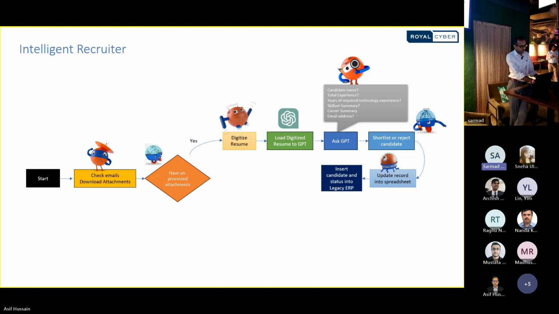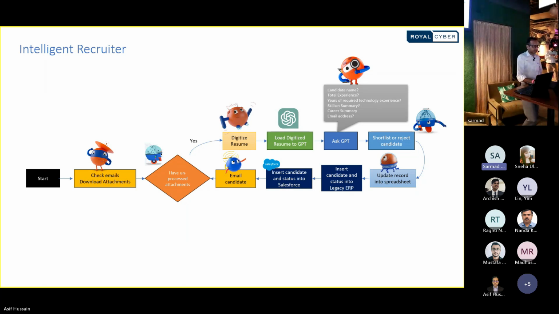After that, this bot will insert the shortlisted candidate into the legacy ERP, and if rejected, it will update that as well. Only the shortlisted candidates are updated into Salesforce as a lead, and an email is sent to both the candidates, rejected or selected, about the outcome. This is all done by the bot by itself.